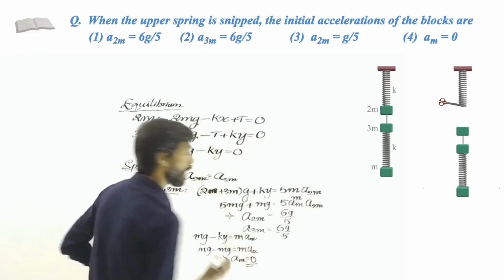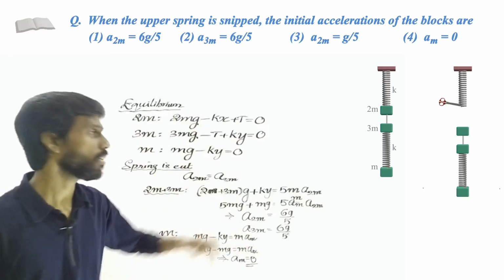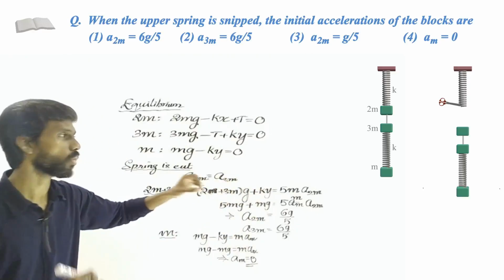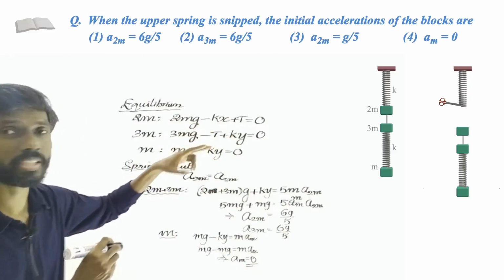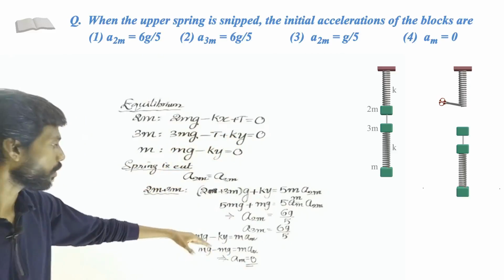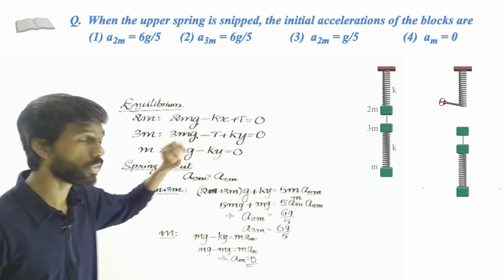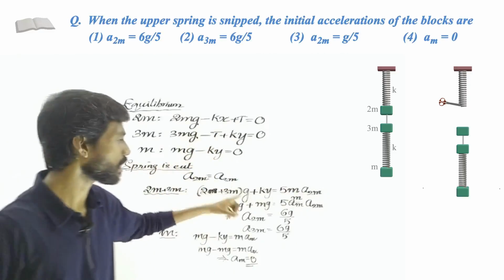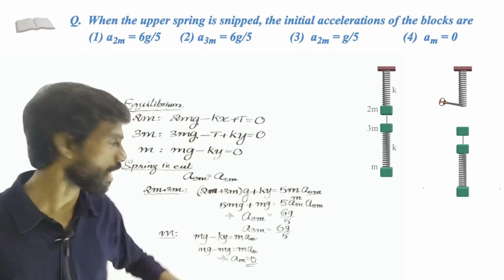It is just like the last question. There also we got the acceleration 0, because these two forces balance each other. So immediately when the spring is cut, the acceleration of the lower block is 0. The other two blocks have the same acceleration, which is 6g divided by 5. Okay, so that is the answer.